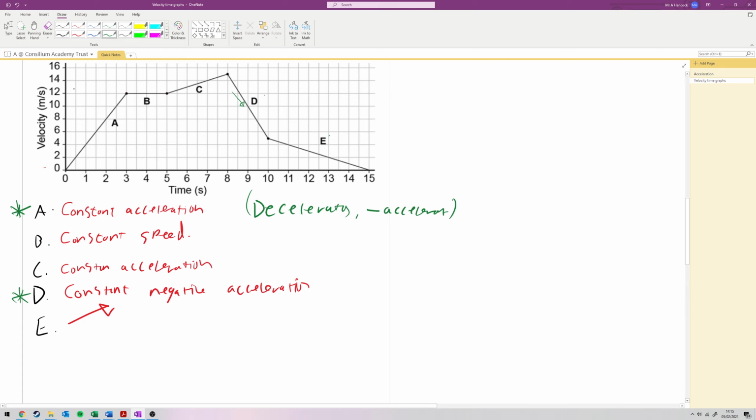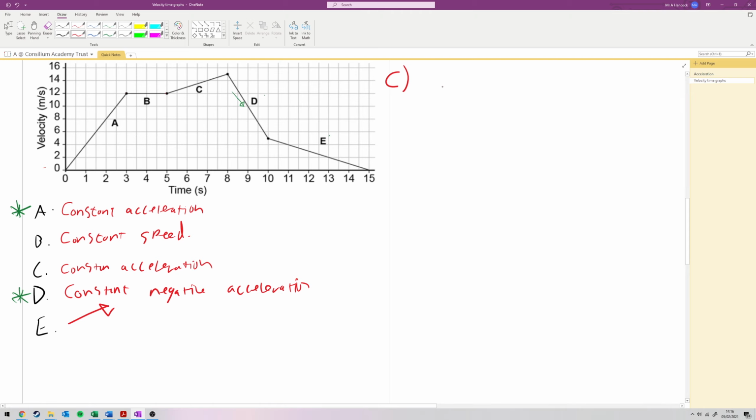Now, what I need you to do, after I've done one example, is calculate the acceleration at each point. So I'm going to do A up here. Actually, I won't do A because A is easier. I will do C, and then I will do D. So I'm going to do C as an example and D as an example.